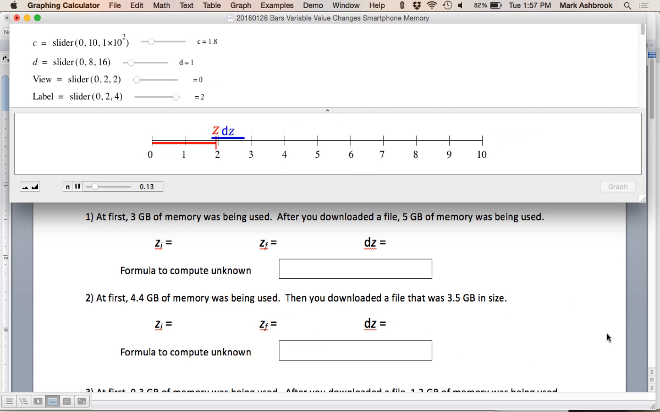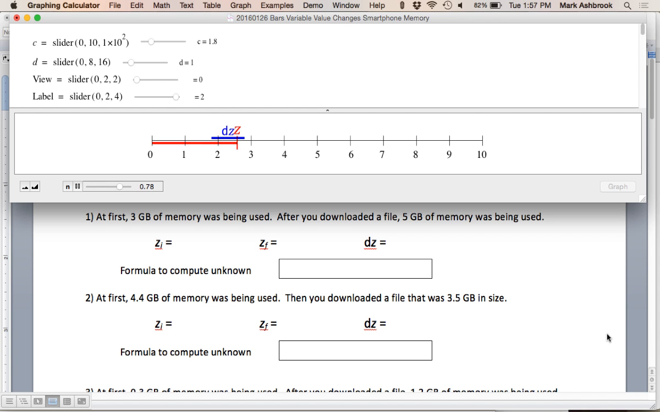Okay, so let's hear what you talked about. Chloe, what did you guys talk about? The difference between Z and DZ? That perhaps DZ could be negative, like if you deleted apps off the phone, and the values of Z would never be negative storage.